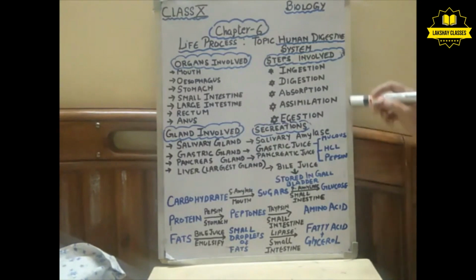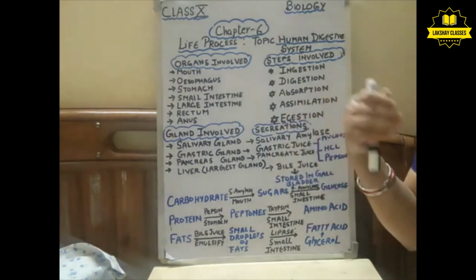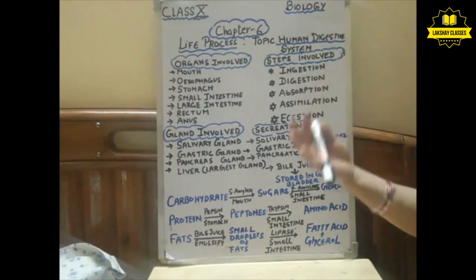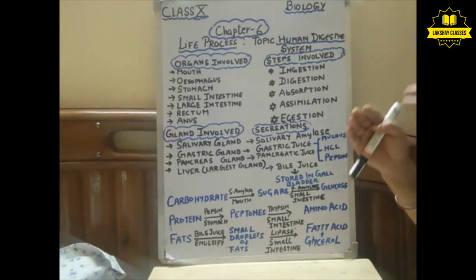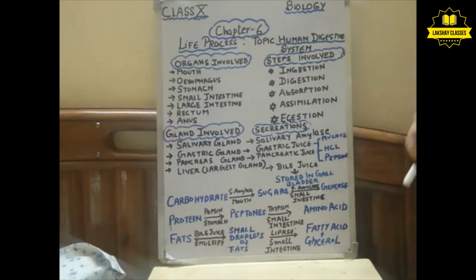Right. Now, the third step involved in animal nutrition is absorption. Once the food is digested, it needs to be transported to different parts of the body. And before that, it needs to be absorbed. It needs to be stored so that whenever there is a requirement, it can be released.